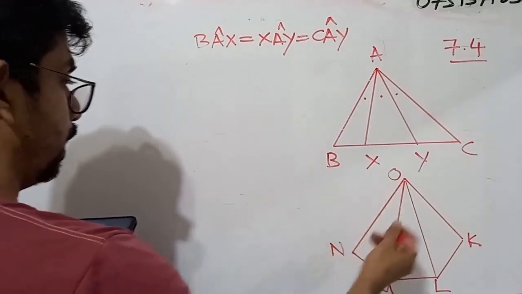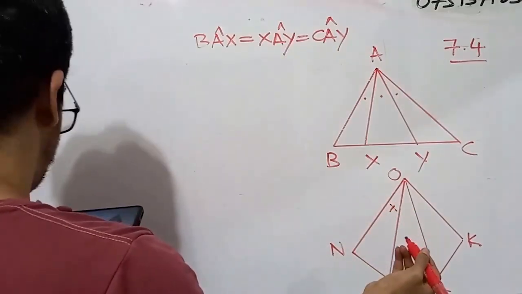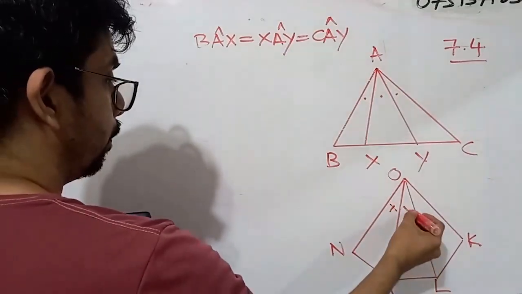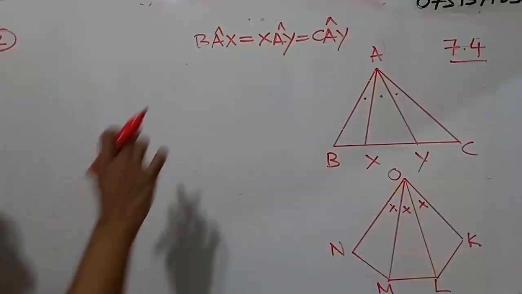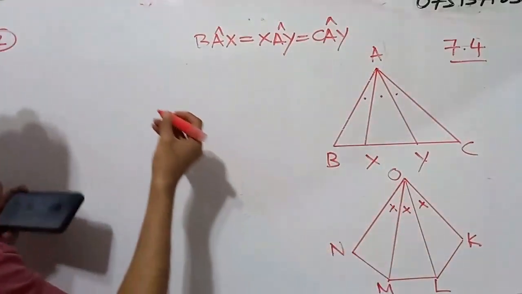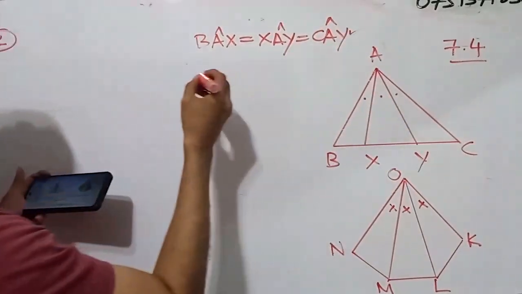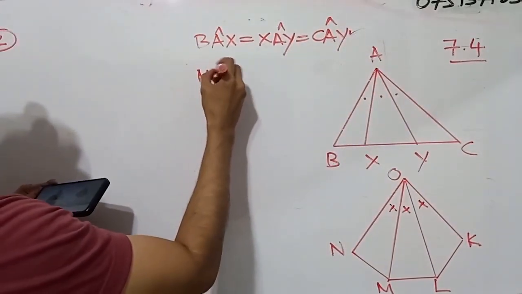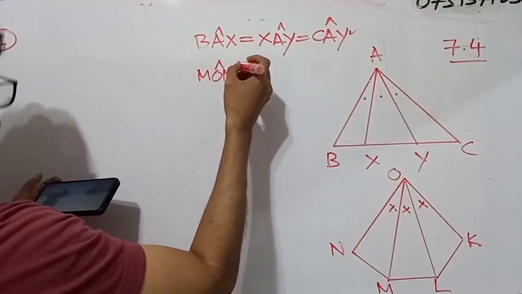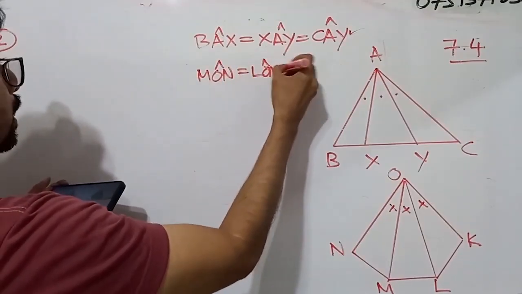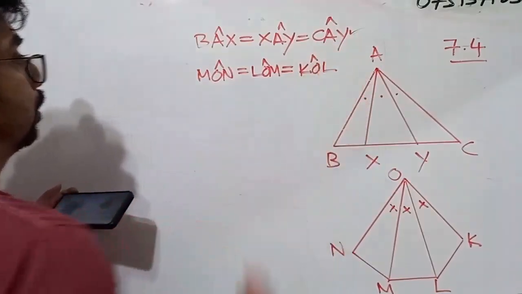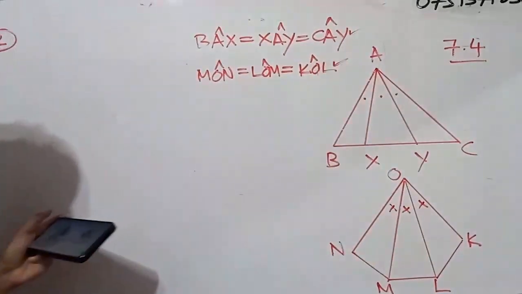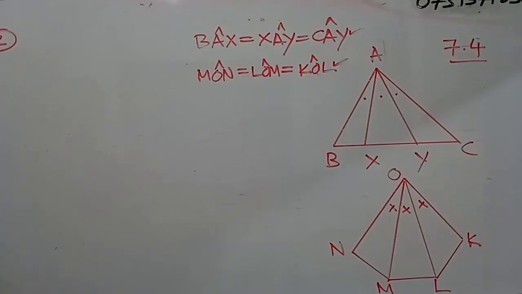KLMNO. MON. Then we have LOM. Then we have KOL. So these three angles are equal. Right? So this is given. So we can write MON angle is equal to LOM angle is equal to KOL angle. Right? So this is also given. Show that XAY is equal to MOL.